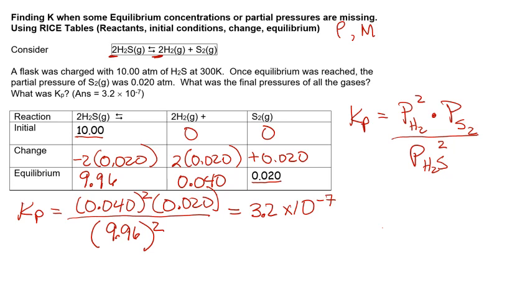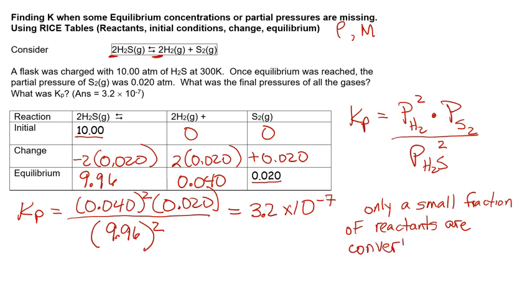We have a very small value of K, so only a small portion or a small fraction of reactants are converted to products. Let's review what we did. We took the concentrations or pressures that we knew, which are shown in black, and put them into the table, and then used stoichiometry to determine the change. After that, we were able to calculate the equilibrium pressures, and from there, we could calculate Kp.